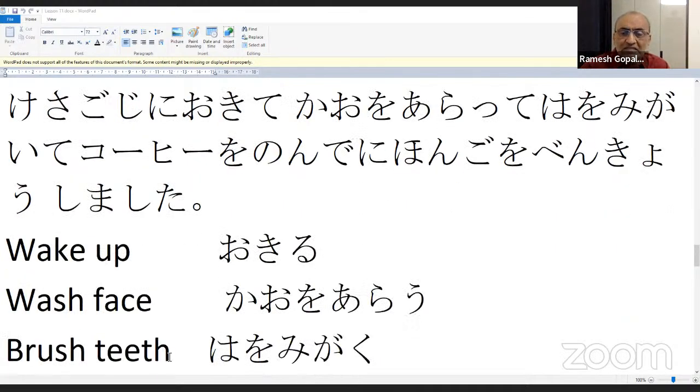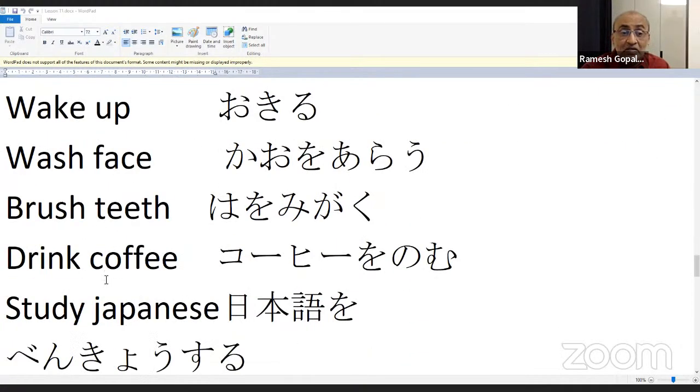Okay. So I gave you the verbs here. Wake up is okiru. That becomes okite. Second group verb, drop ru and add te. Connect. Wash face. Arau is the first group verb. So drop u and add tte. Aratte. Kao aratte. And connect it to the next sentence. Ha o migaku. Migaku ends in ku, so migaite. Connect it to the next sentence. Kohi o nomu. Nomu, nonde. Drop mu, add nde. So kohi o nonde. Connected to the next sentence.